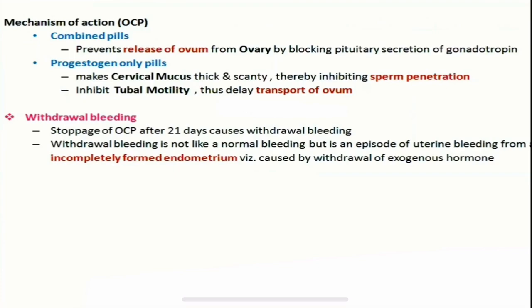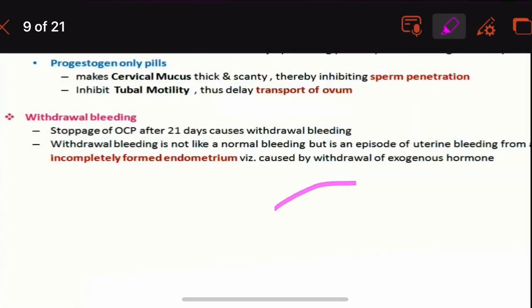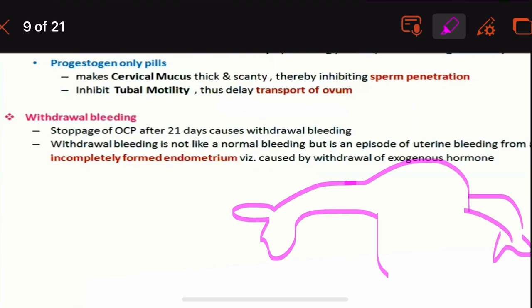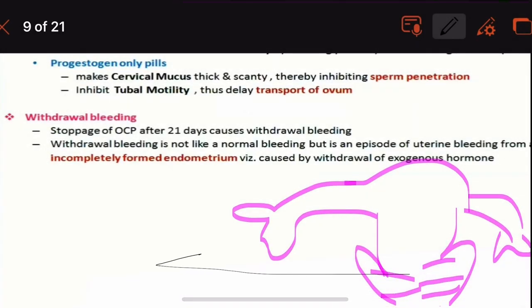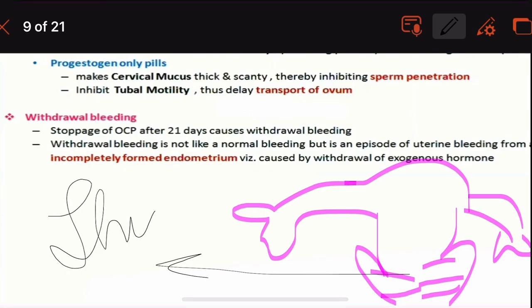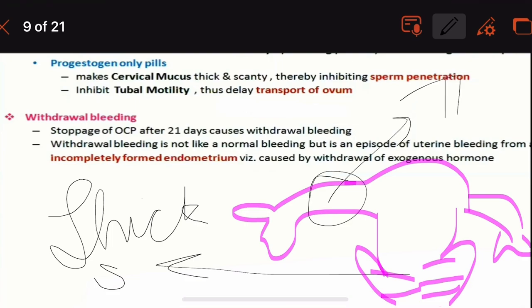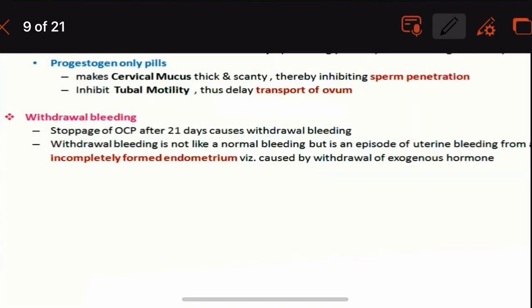And then we have progestogen only pills. They will act on two places. One is the cervical mucus. Acting on the cervical mucus, they make the mucus thick and scanty. Whereas the other one affects the tubes' motility, the movement. Okay, clear.